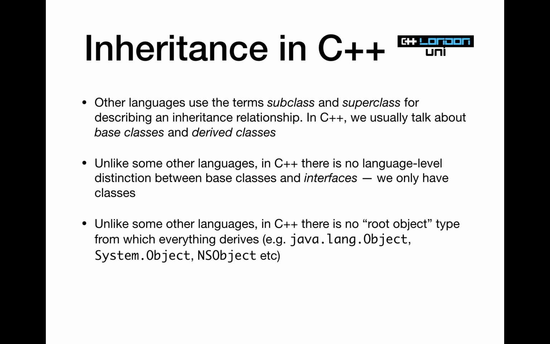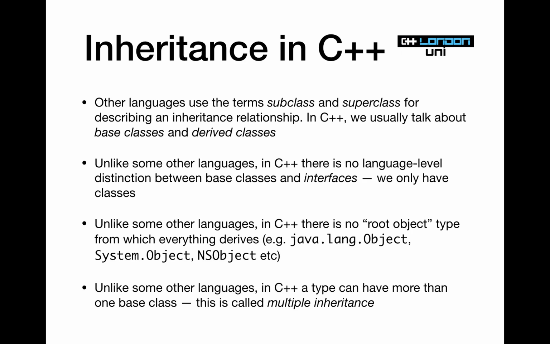Another thing that might be a bit surprising if you're used to Java is there's no root object. In Java, there's java.lang.Object. C# has, oh yes, System.Object. There's NSObject if you're used to Cocoa. Python, I think everything inherits from object, or used to. I think it might have changed now. But in C++, we don't have one of these. We don't have a root object type, which means that generics, templates, are implemented quite differently as well. But that's a topic for another time.